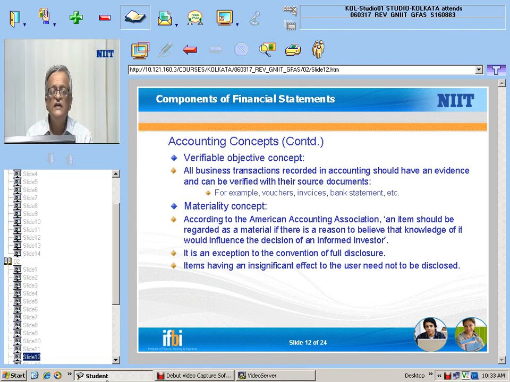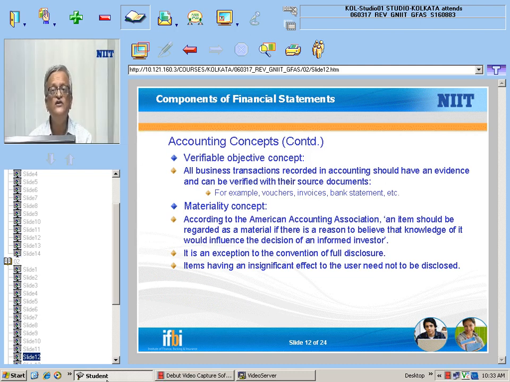That means an entity cannot leave out any material information from its balance sheet. It has to disclose that item. It cannot hide it. It cannot say, no, it is not necessary. Full disclosure has to be made. But if an item is too small and it will not affect the user, in such a case, such an item need not be disclosed. So this is what we call the materiality concept.